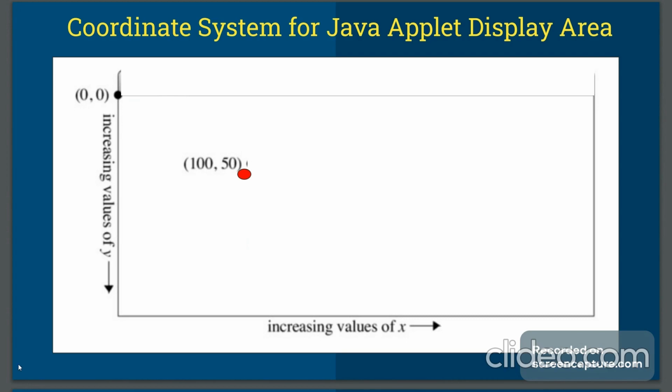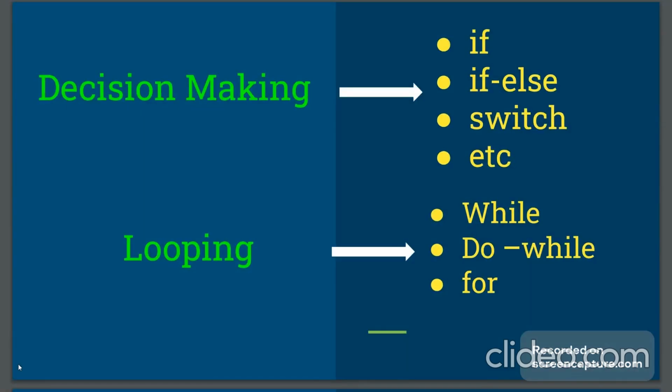Now the basic programming constructs means we can implement the control statements in applet as well. The control statements are the decision making statements and the looping statements. We have seen the decision making statements, which are used for checking conditions, like if else, nested if else, else if ladder, switch case, break, continue, etc. And the looping statements, which are iterative statements, like while, do while, and for loop.